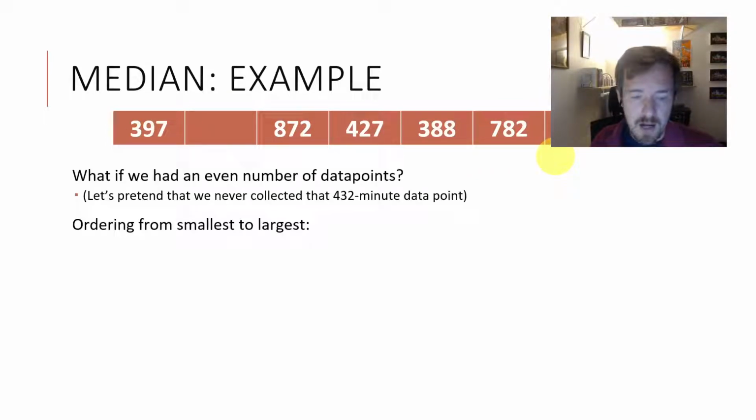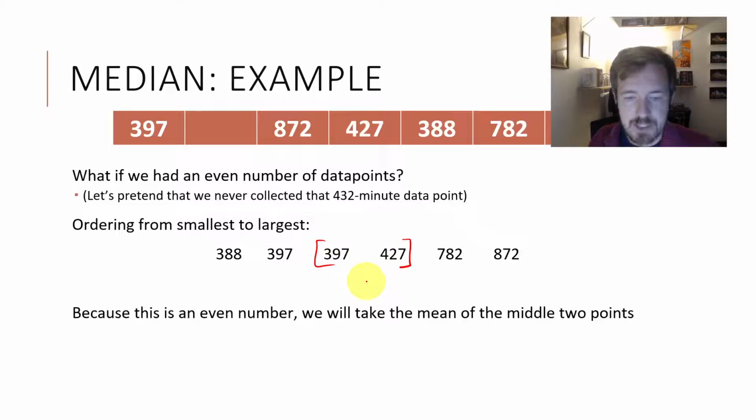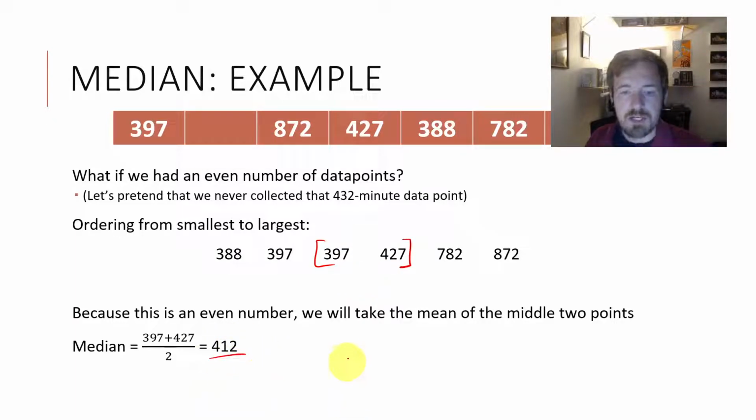we're going to add up these two in the middle, so 397 and 427. We're going to add those up, and then we're going to divide by 2, which gives me 412. So if you have an even number like this, you don't have a middle value, you're just going to get the mathematical mean of those two, and that gives you 412. So we would say that our median here is 412.